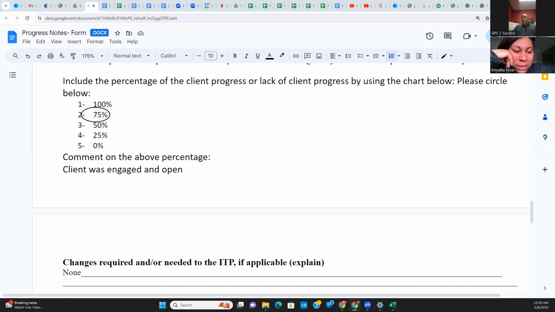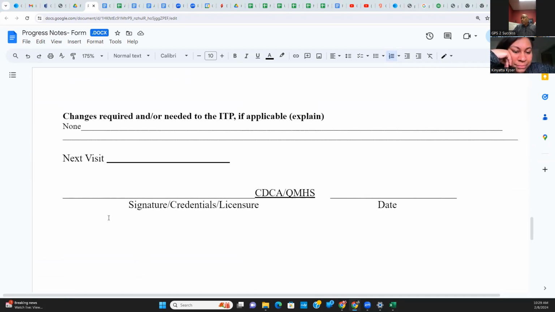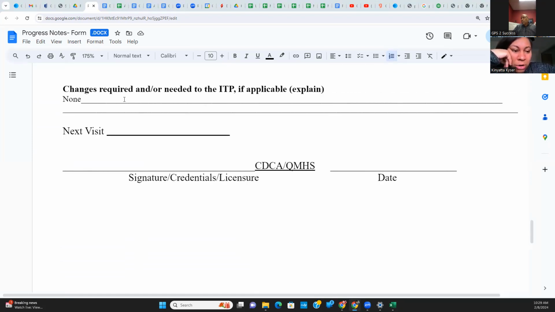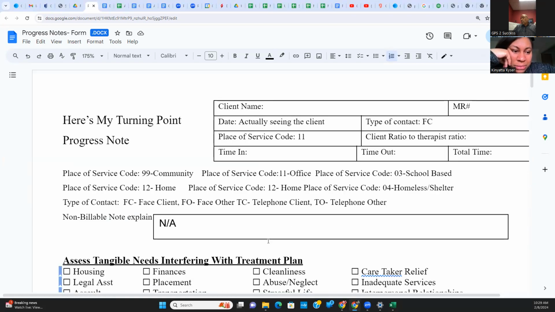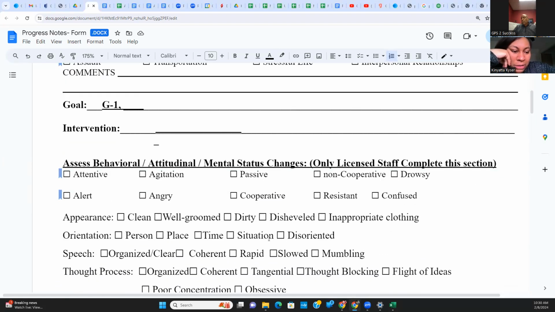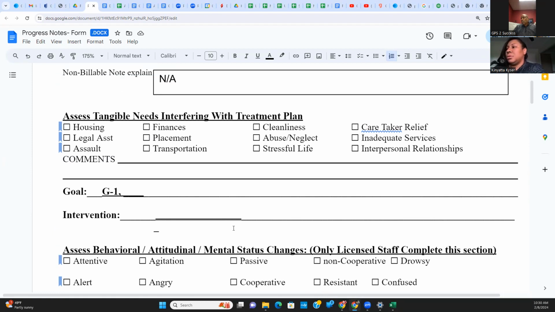You see where it says none, it was none. Nothing changed to their treatment plan. You would put their next visit, sign and date. So basically you go back up, scroll up. Right here, this is where you would put what you did. So I will write a note, and that note will go under here under comments, saying you called such and such.